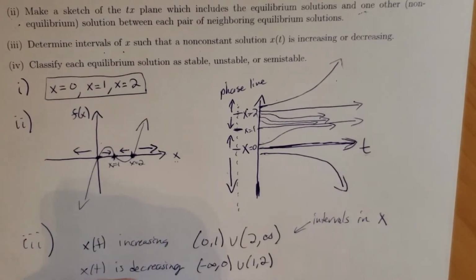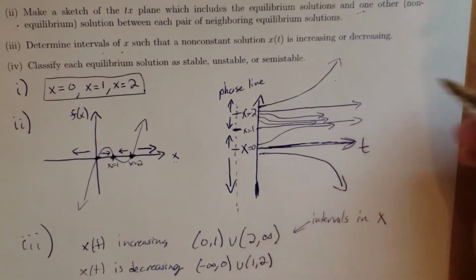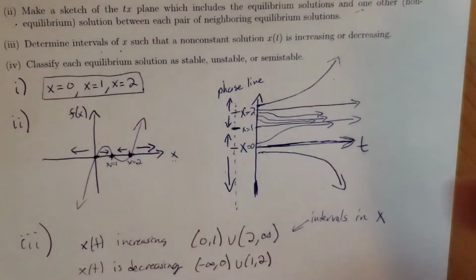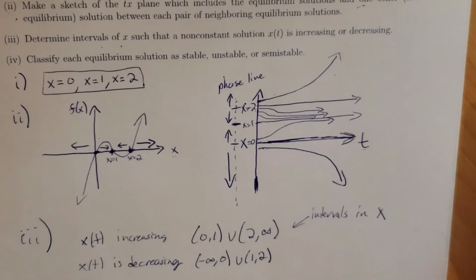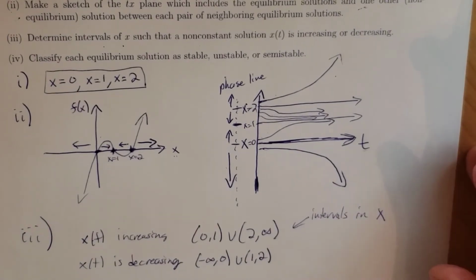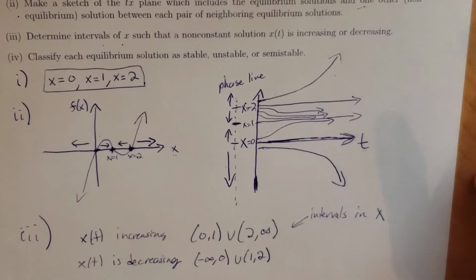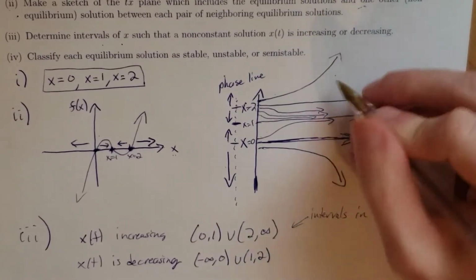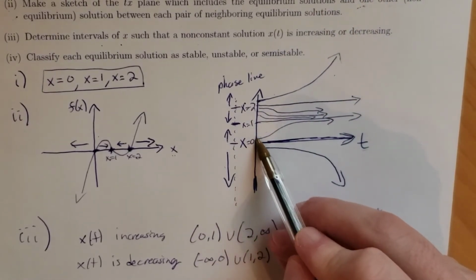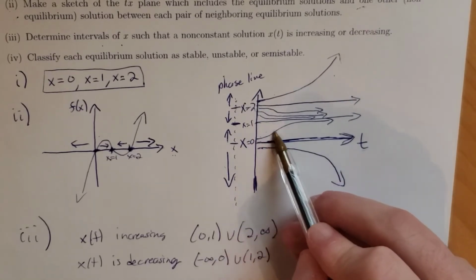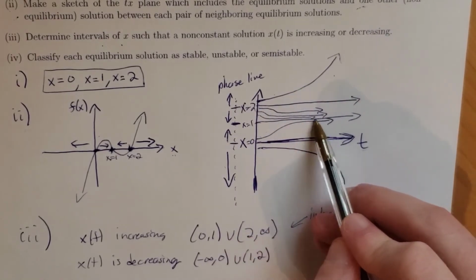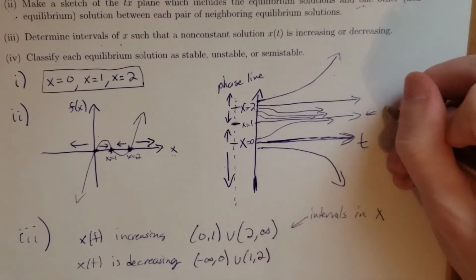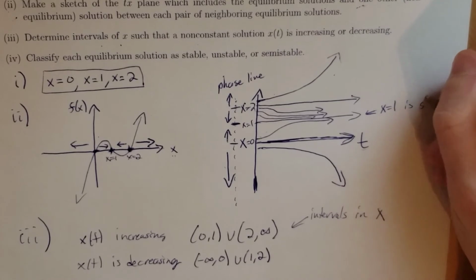All right, and then part 4. Well, actually, we're going to fill that out up here. This says to classify each equilibrium solution as stable, unstable, or semi-stable. So the definitions of those. A stable solution is if all of the solutions, or the solutions around it, converge to that point. So notice x equals 1. If we start at any point in between 0 and 1, or 1 and 2, we notice that our function is approaching this solution up here. So x equals 1 is a stable solution.